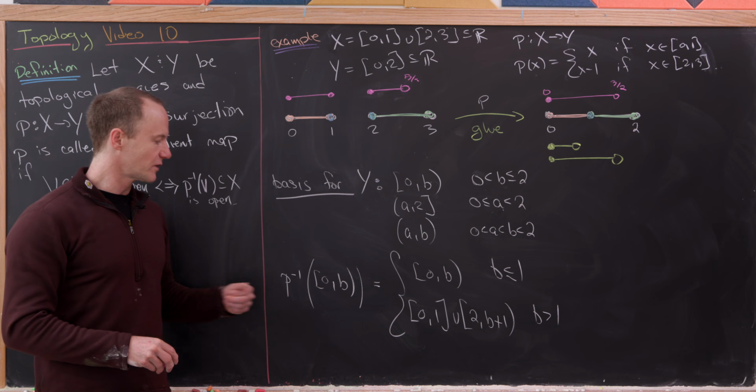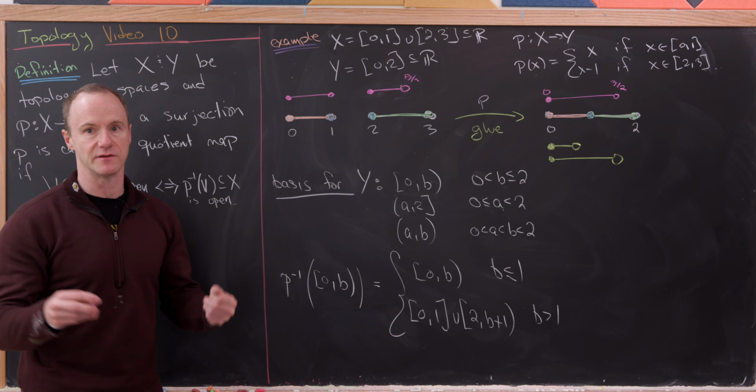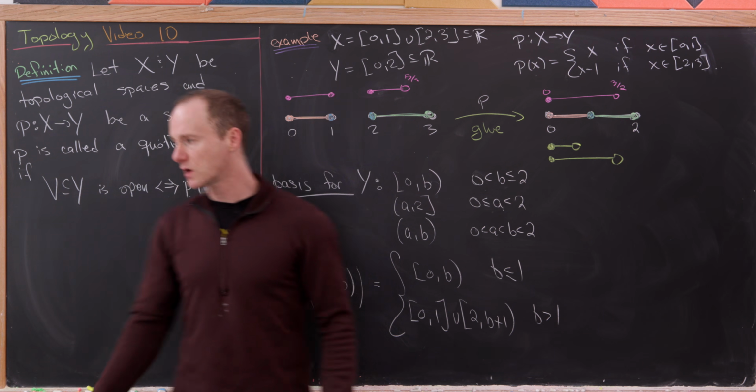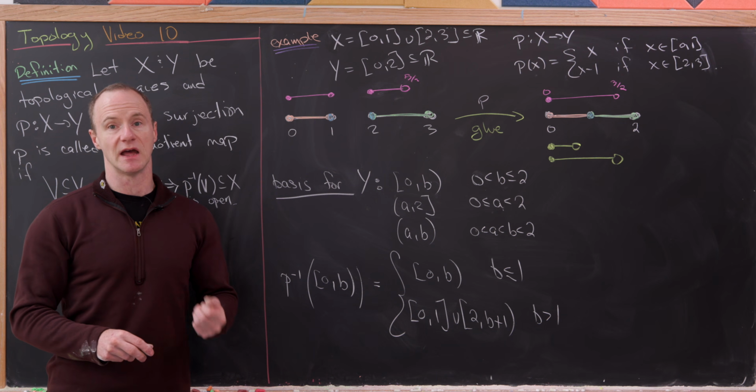Okay, now in order to really check that this is continuous, you would need to do the same thing for these other flavors of basis open sets. And then you would also have to check this reverse direction as well. Maybe I'll leave that as an exercise though. And now we'll move on.